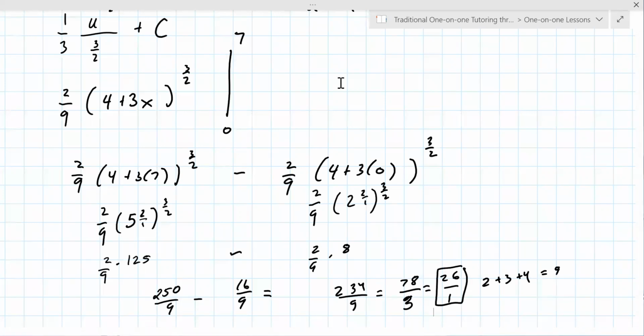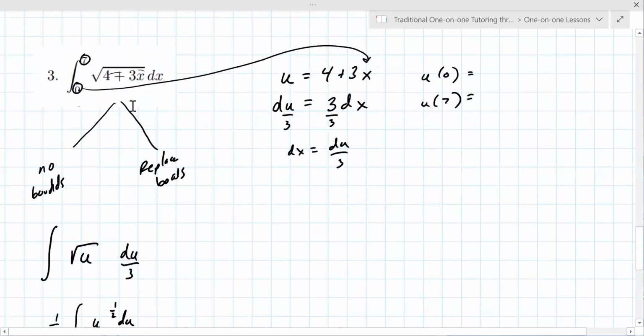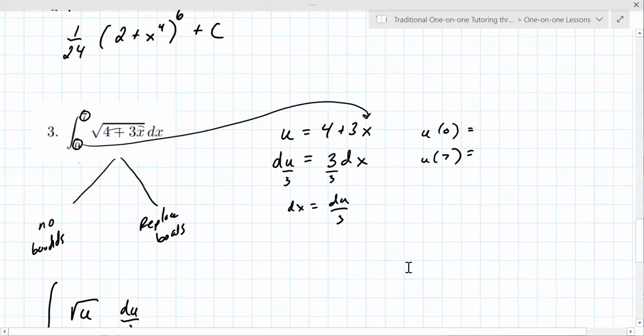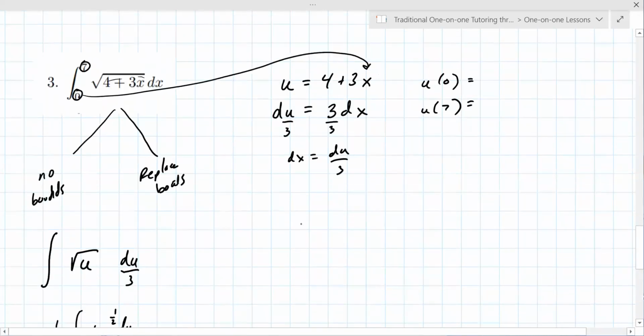Okay. So I'd like to show you this problem though with replacing the bounds now that we've got it worked out. Let's just go with it here, not worry too much about it. I want you to see the power of it. When you put 0 in here, you get 4 plus 3 times 0, which is 4. And when you put 7 in, you get 4 plus 3 times 7, which is 25. So your new bounds become 4 to 25 when you integrate this thing.